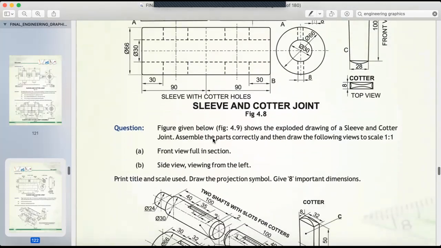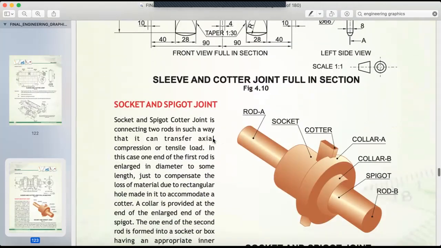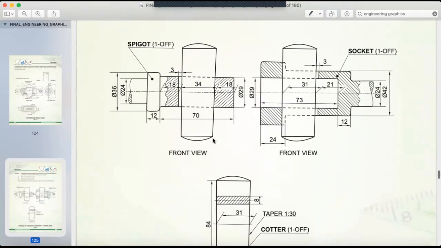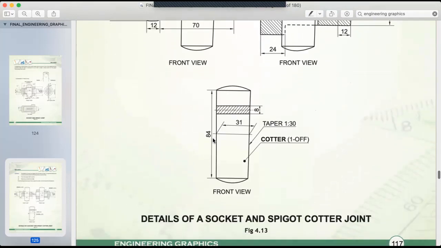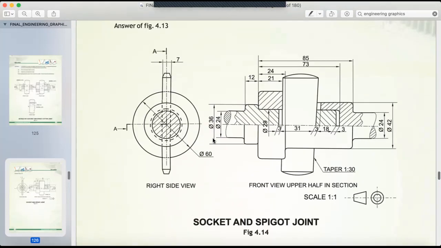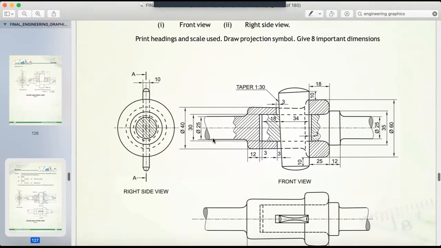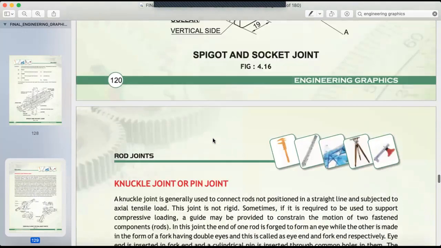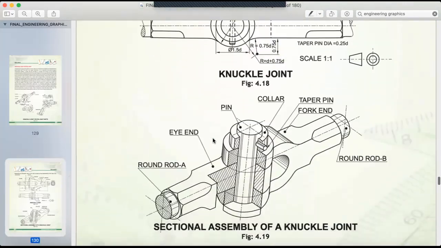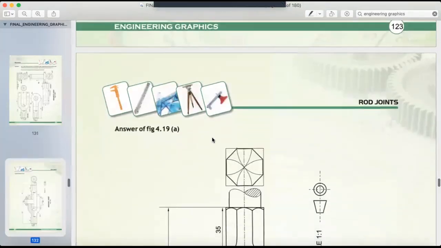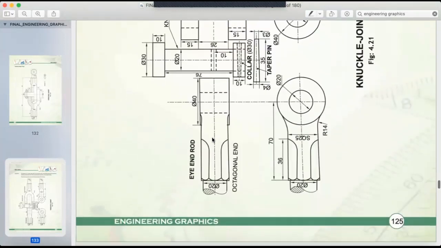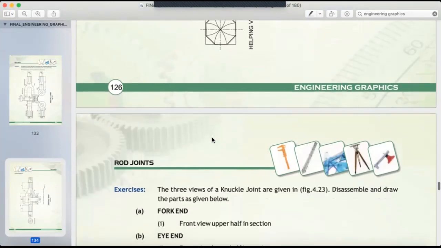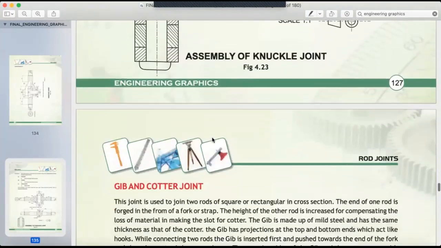Then there is something called socket and spigot. But you check your portion. You have only 6 assemblies. 2 are done. One is sleeve and cotter, and I think another one is jib and cotter. See, knuckle joint you don't have. So the jib and cotter and sleeve and cotter, then you are done with that portion. You just need to remember the name and application if you are comfortable.